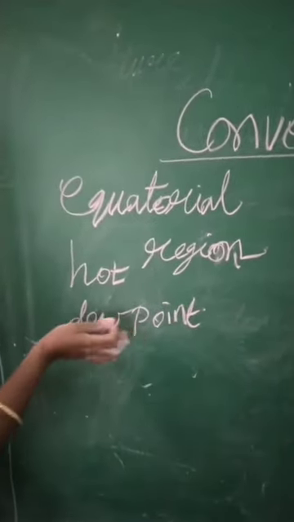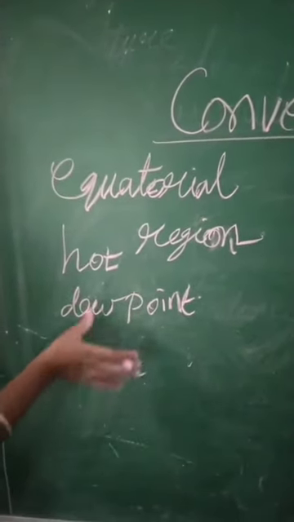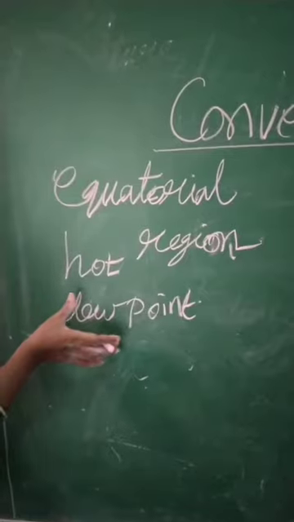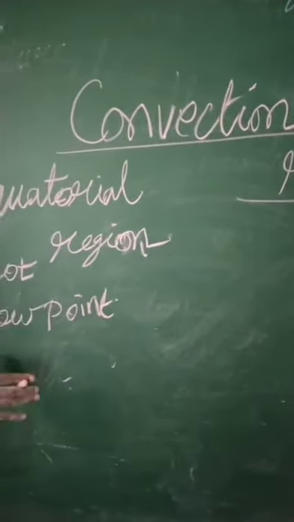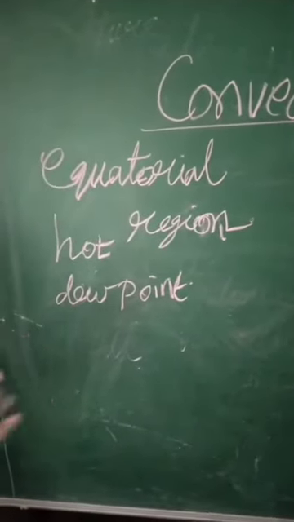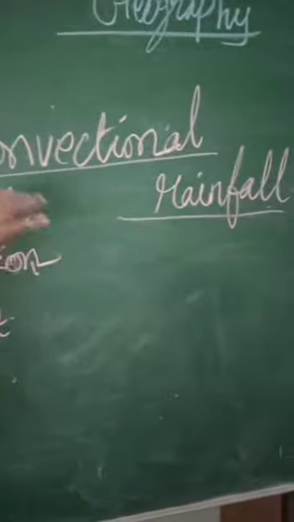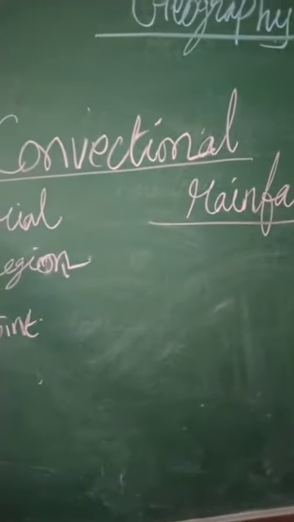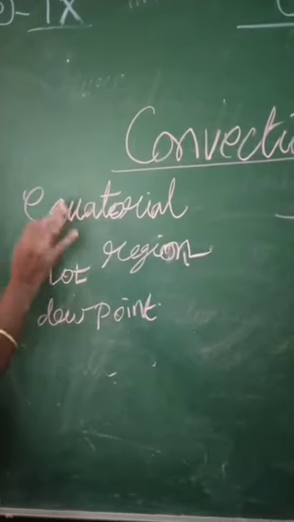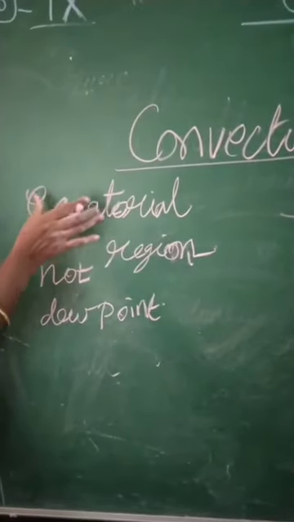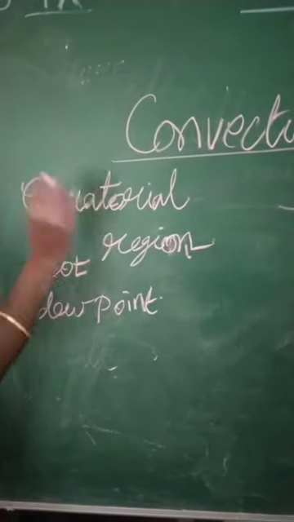When the clouds reach the dew point, they cause rainfall. This is known as convectional rainfall. This type of rainfall is accompanied by thunder and lightning. Students, the convectional rainfall occurs regularly in the equatorial region, mainly in the evenings.